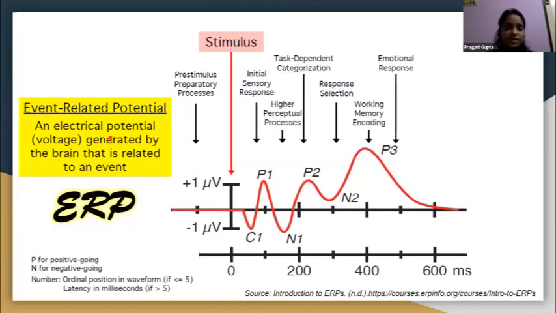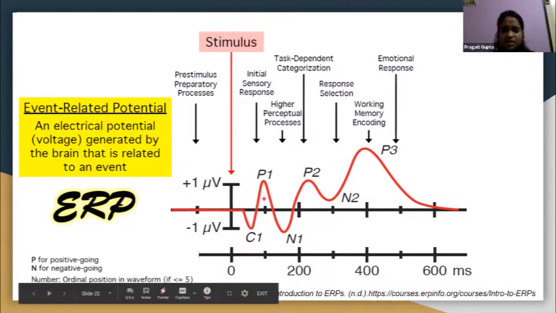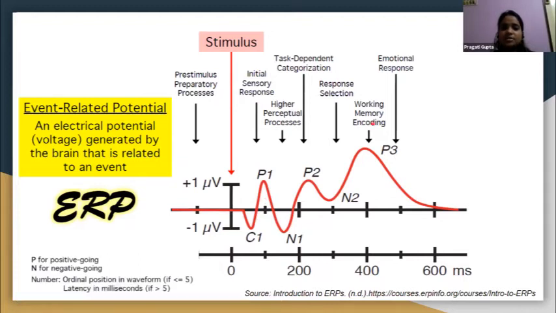Physically, an event-related potential is an electrical potential generated by the brain that is related to an event, any event in terms of stimulus or response. So we see the average of all these using event-related potentials. Here we see different components, each indicating different cognitive functions.